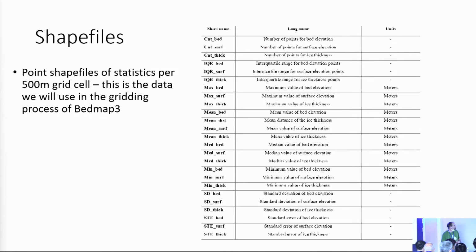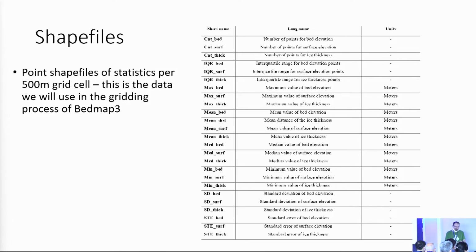And then, because we couldn't really grid that much data, we decided that we would do some processing on the data, and we've processed the data to make an array of shape files for GIS purposes. So you've got line files, but also shape files which look at the data and give you some statistics.